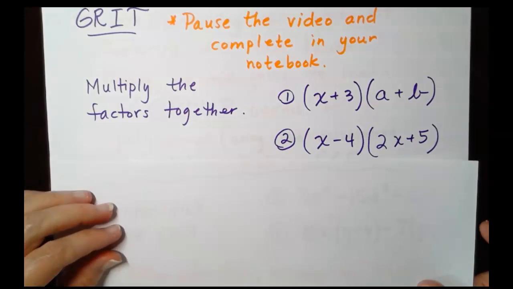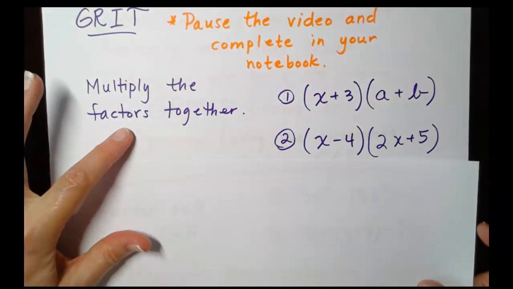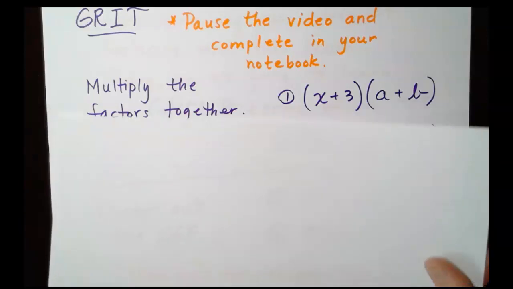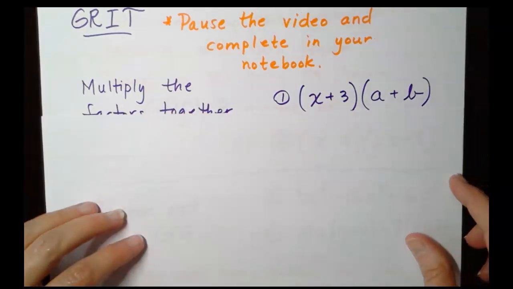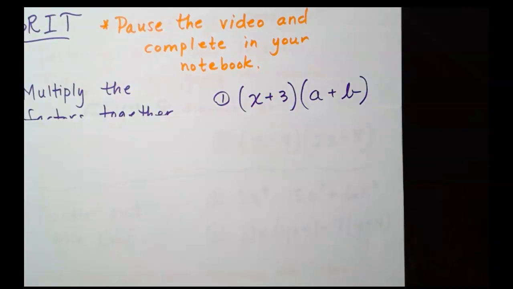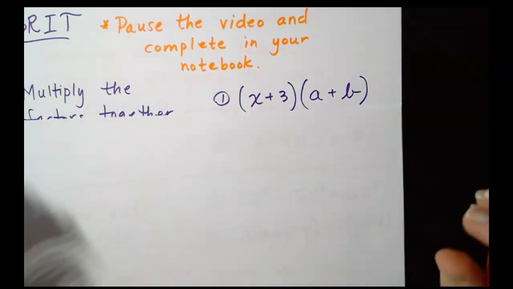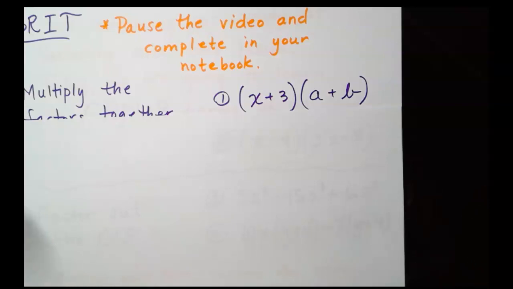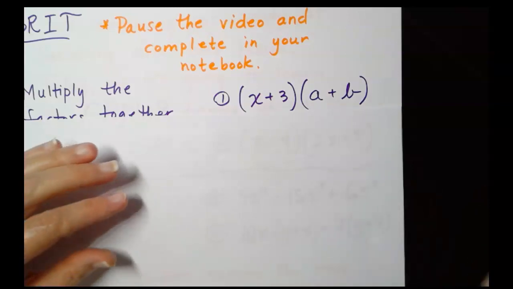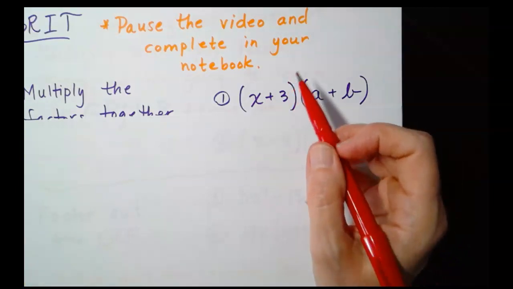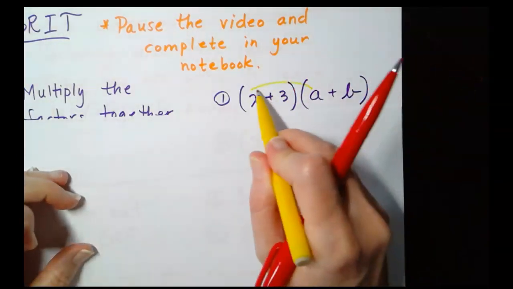So let's go over warm-up problems 1 and 2. We're multiplying these factors together. And if you recall from chapter 6, if we have a binomial times a binomial, we're going to use the distributive property twice here, the FOIL method, and we're going to get our product. So here goes. We are going to first distribute the x.